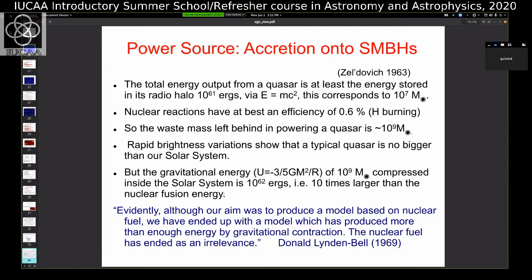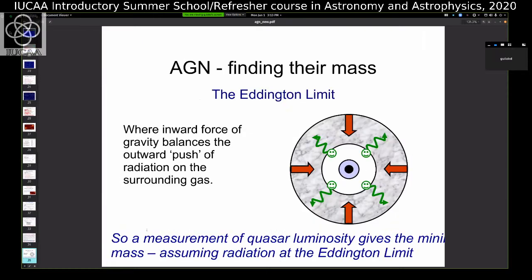Therefore, in 1969, Donald Lynden-Bell made this famous statement: evidently, although our aim was to produce a model based on nuclear fuel, we have ended up with a model which has produced more than enough energy by gravitational contraction. The nuclear fuel has ended as an irrelevance. That's how the gravitational accretion of material onto, as we'll see, a black hole came into the picture.